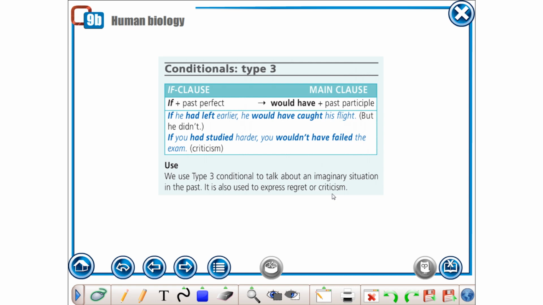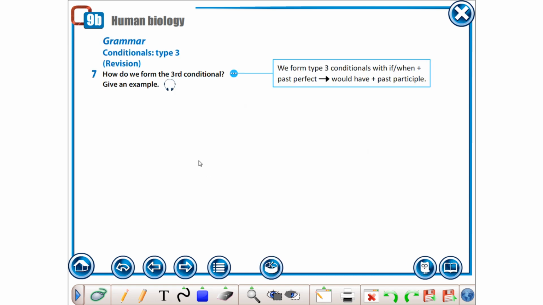Если бы вы учились усерднее, вы бы не провалили экзамен. Но это уже касается, конечно, немного критики. Ну или выражение обеспокоенности, сожаления. Okay, and next. Give an example. Какие примеры мы можем привести? If he had studied, he would have passed the exam.